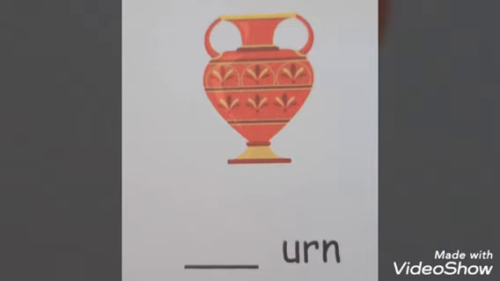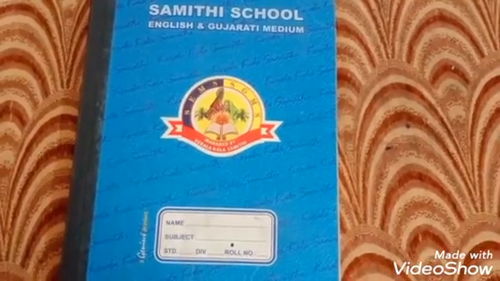Last example. Earn. U-R-N. Earn. So, which article will come here? An. Earn. Because U is a vowel sound. U makes a sound. So, we have to put what? An earn. I think all are clear with articles a and an. If a word begins with a vowel sound, we have to put an. And if a word begins with a consonant sound, we have to put what?